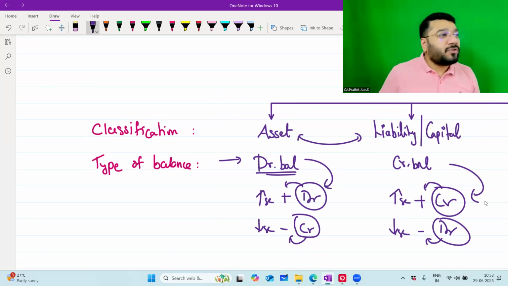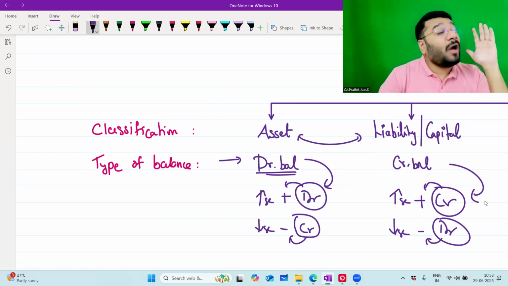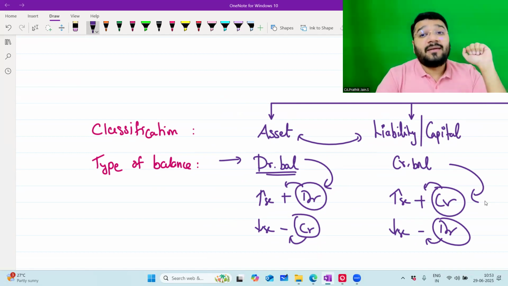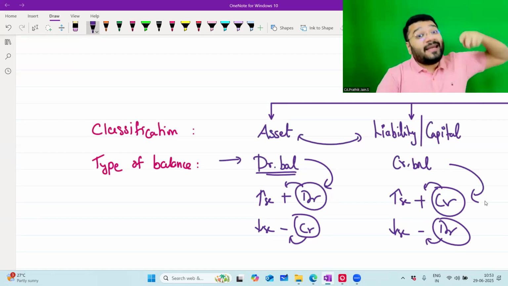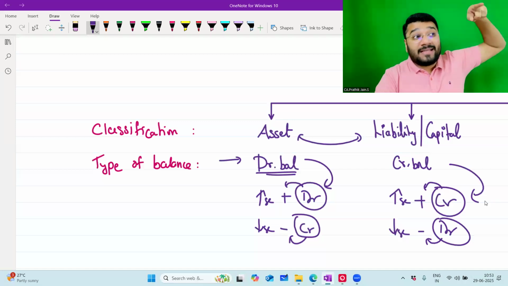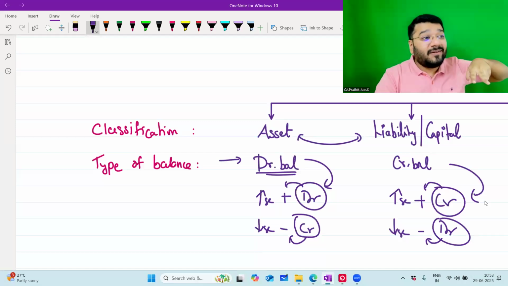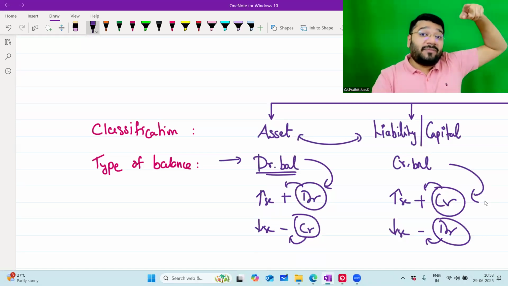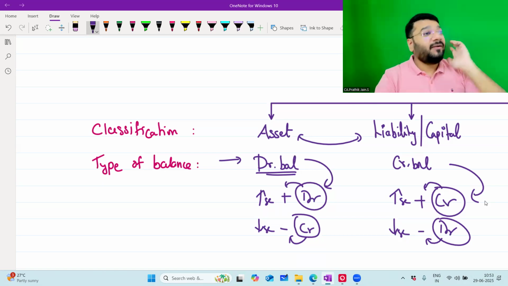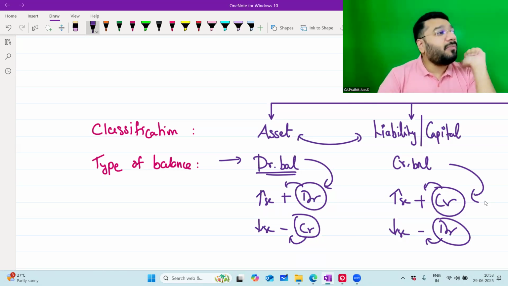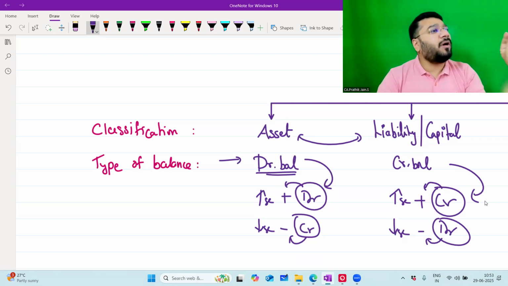Any problem? So my question to all of you: asset is what type of balance? Loudly. Debit balance. Liability, what balance? Credit balance. To increase asset, debit. To decrease asset, credit. To increase liability, credit. To decrease liability, debit. Any problem? You'll take some time, but I'm sure a couple of classes down the line, you'll be very comfortable with this.